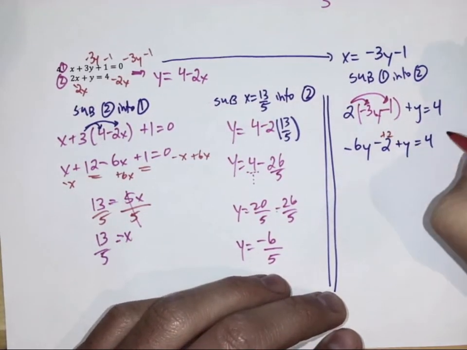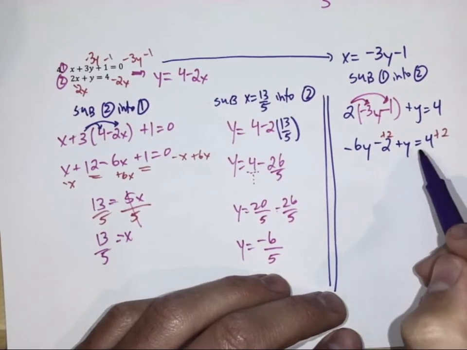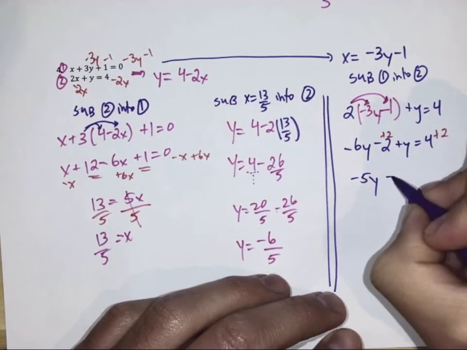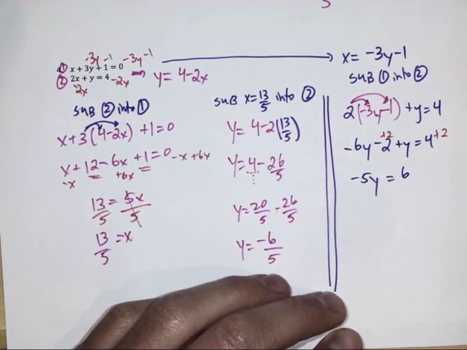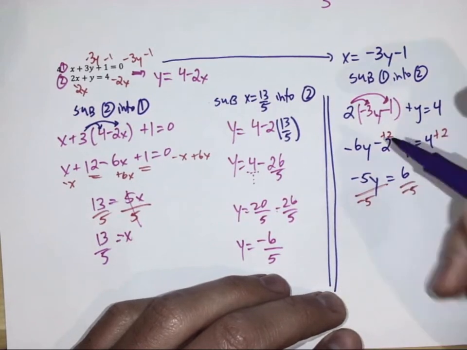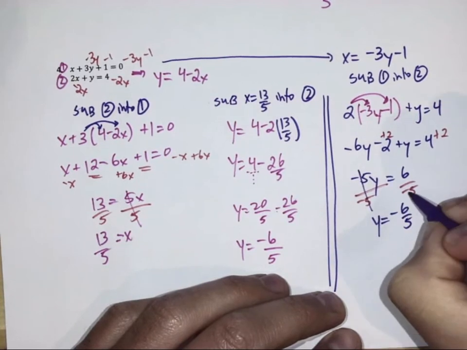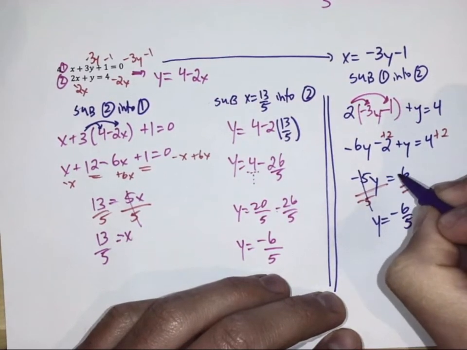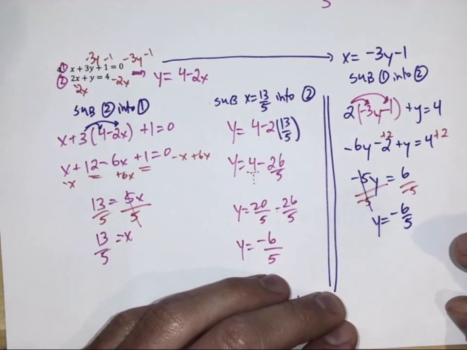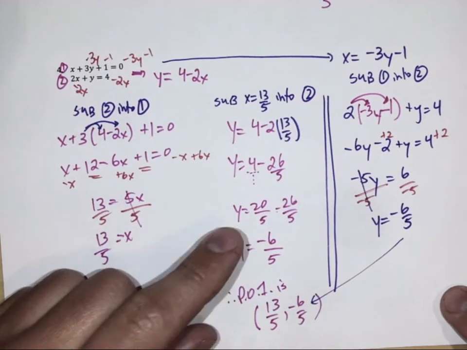So I'm going to add 2 to the left, add 2 to the right. Negative 6y plus y is negative 5y. 4 plus 2 is 6. Divide by negative 5, divide by negative 5. Y equals 6 over 5. We don't like a negative on the bottom. A positive divided by a negative is a negative. Y equals negative 6 over 5, which, hey, look at that. That's what we got that way.